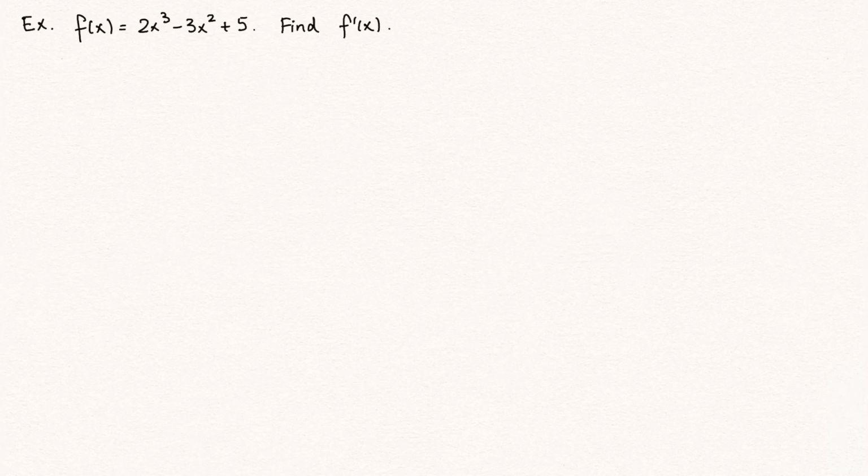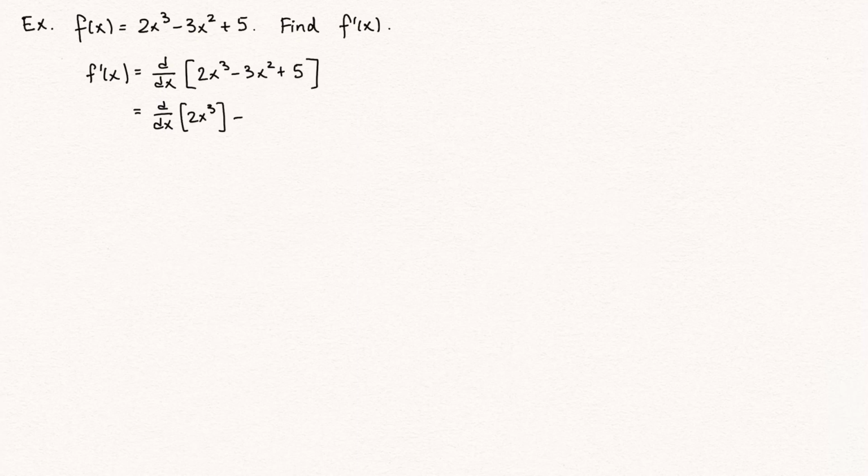And since this is the first time that we're going to be using all the rules together all at once, I'm going to write down every single one of my steps along the way just to make sure everyone can follow along. We get f prime of x is equal to the derivative of the entire right-hand side, so 2x cubed minus 3x squared plus 5. From here, we see that we're taking a derivative of a difference and a sum, which means that we are allowed to distribute our derivative into this bracketed term. So we get the derivative of 2x cubed minus the derivative of 3x squared plus the derivative of 5.